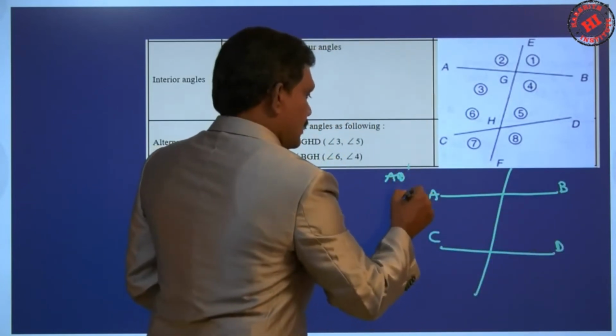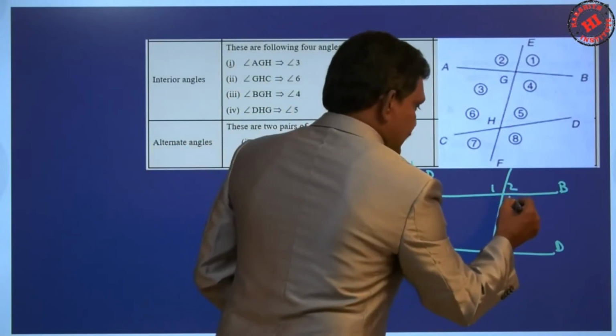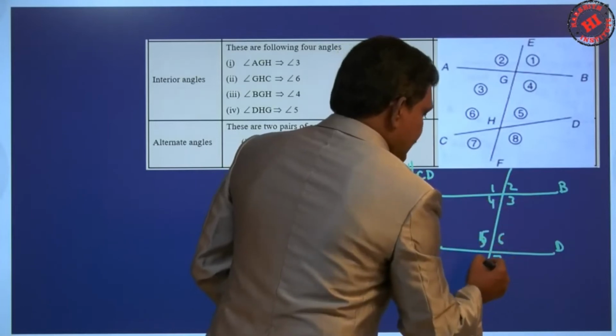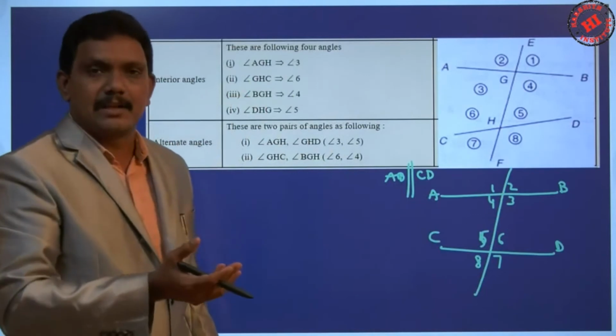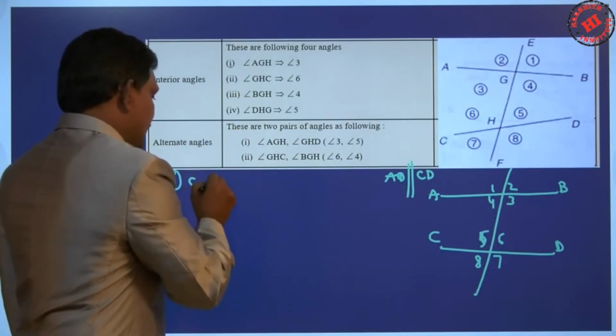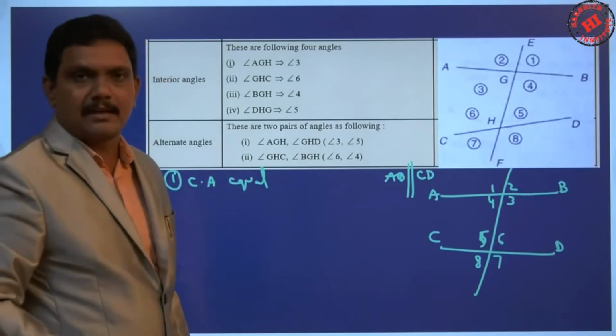When two lines are parallel, when it is intersected by a straight line, then we have 8 angles. Out of the 8 angles, certain pairs are equal. One among them, corresponding angles are equal. Dear students, corresponding angles are equal.